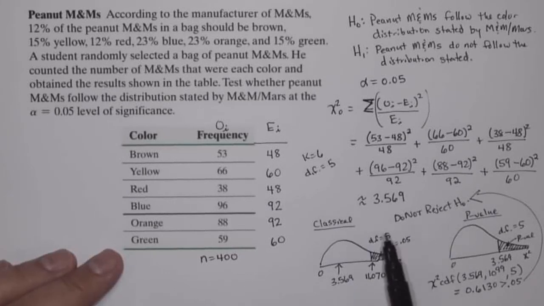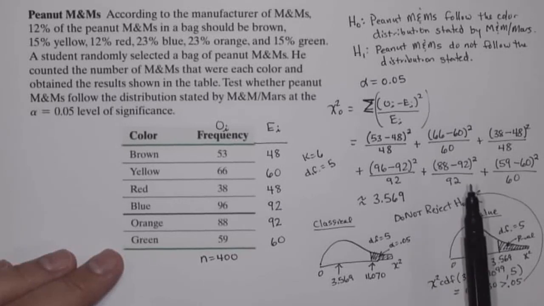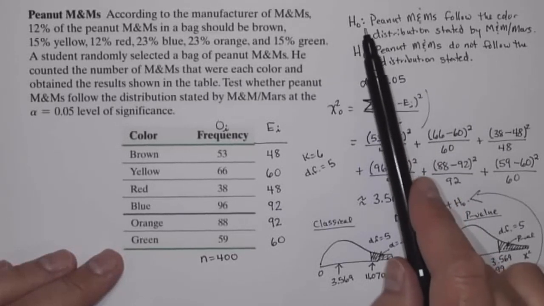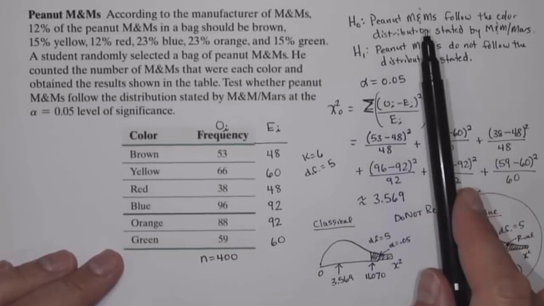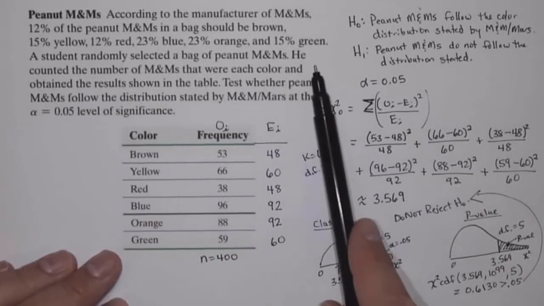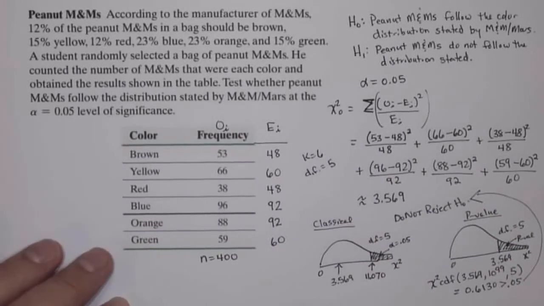So whether I use the classical approach or the p-value approach, as usual, I get the exact same conclusion. That should always happen. You're going to get the same conclusion either way. So we do not reject the null hypothesis. So in other words, as far as we can tell, the null hypothesis is true. Peanut M&Ms do follow this distribution of colors stated by the manufacturer.